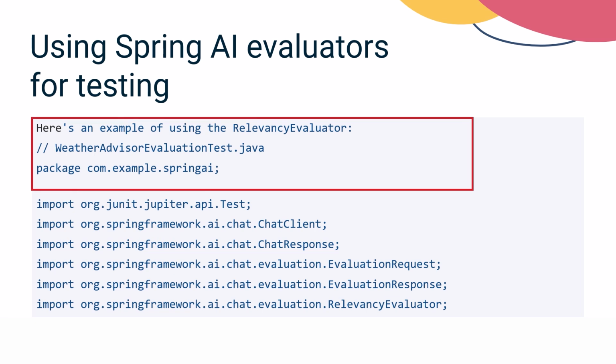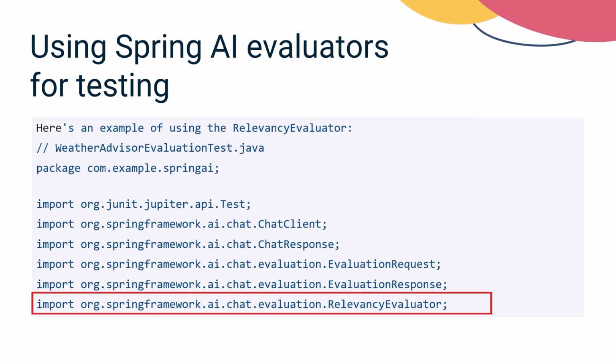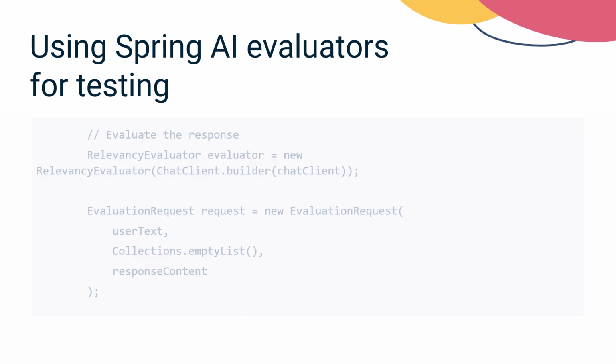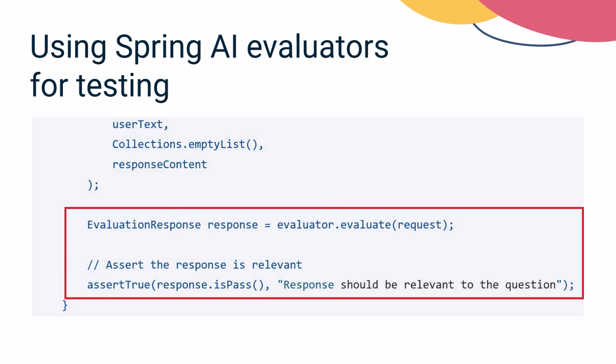Here's an example of using the Relevancy Evaluator. Take a moment to examine the code. This code snippet shows that we've used Relevancy Evaluator to automatically check if the AI-generated clothing advice is relevant to the user's original weather question. This ensures quality by asserting that the response passes the evaluation.